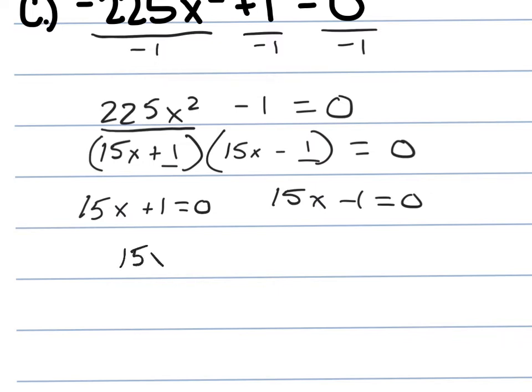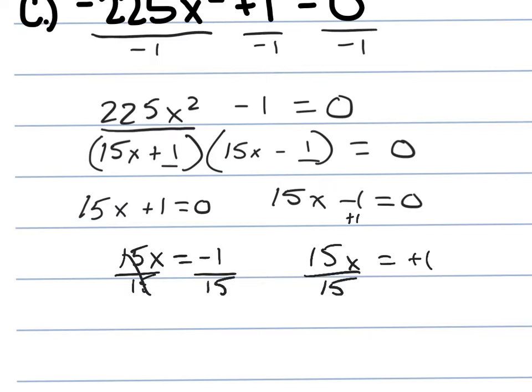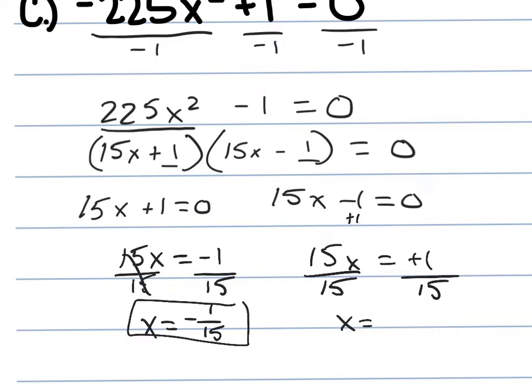Subtract 1 from both sides, and we get 15x is equal to negative 1. Over here we're going to add 1, and we get 15x is equal to positive 1. Divide by 15 on each side, and we get x is equal to negative 1/15, and x is equal to positive 1/15, or plus or minus 1/15.